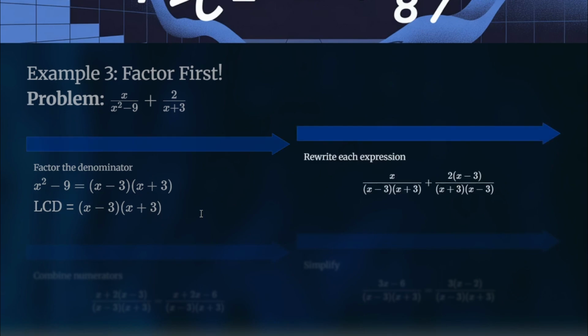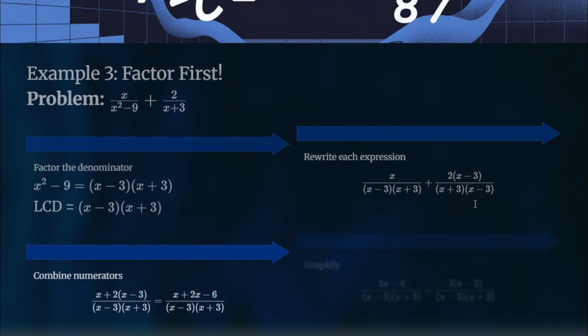So now we will rewrite each expression. My first term, x over x squared minus 9, can be rewritten as x over x minus 3 times x plus 3. We already figured out that this is x squared minus 9. Our second term, 2 over x plus 3, we will multiply the numerator and the denominator by x minus 3. So you can see here 2 times x minus 3, and now the denominator becomes x plus 3 times x minus 3. Now we have a common denominator for both terms.